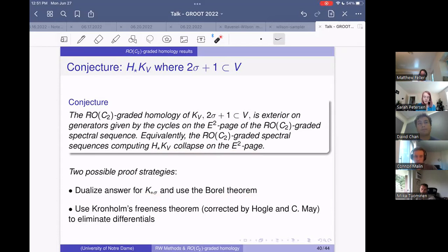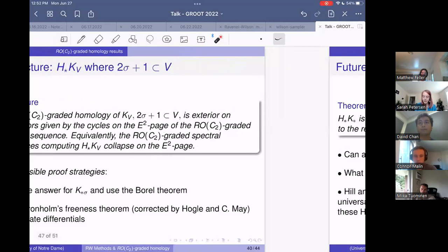Another thing I'm thinking about is Cronholm's freeness theorem, and that applies for finite type complexes, and perhaps that might imply that the homology really is free for some of these spaces that I wouldn't know is free otherwise, and perhaps that allows me to deduce some differentials as well.